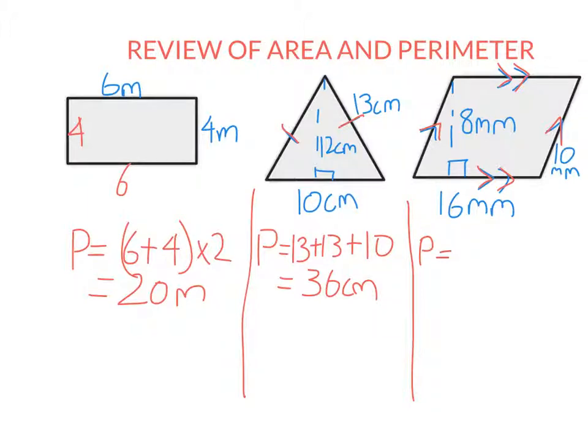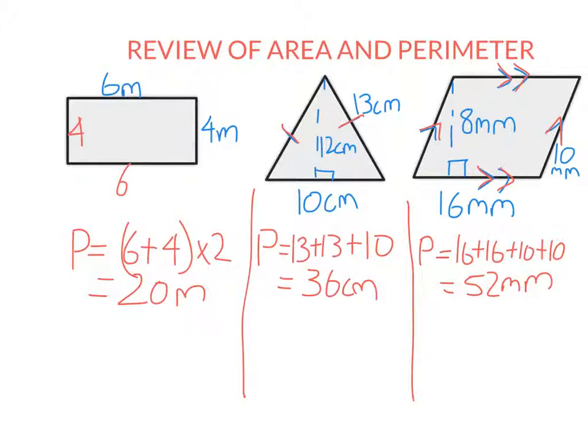So for the perimeter, there's two sides that are 16 and two sides that are 10. If you add them up, you should get 52. This time it's in millimeters. Okay, so perimeter is easy for any shape.